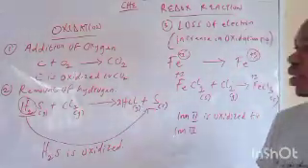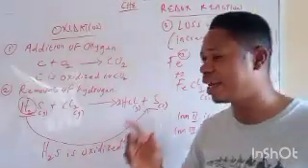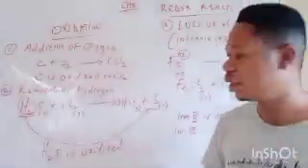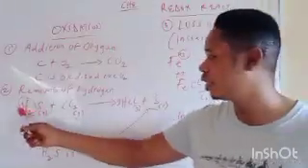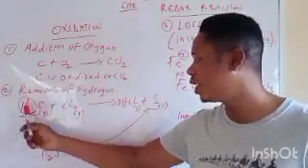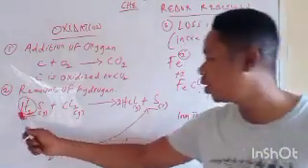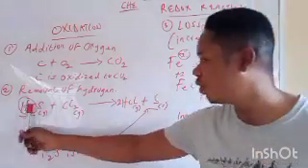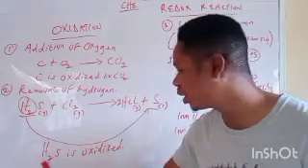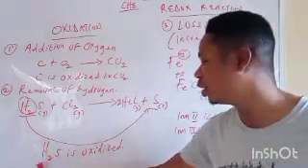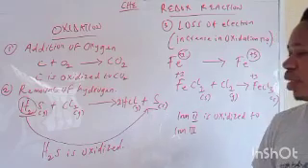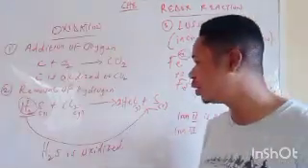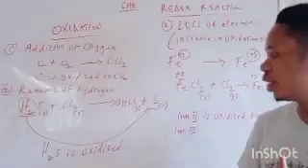Another way you can define oxidation is removal of hydrogen. When there is a removal of hydrogen or loss of hydrogen in a reaction, the compound that loses hydrogen is said to undergo oxidation. Now look at this. Hydrogen sulfide transformed into sulfur. The loss of hydrogen occurred in that transformation. So hydrogen sulfide is oxidized because it lost hydrogen to become sulfur. Is that clear? So whenever there is a loss of hydrogen, we call such a reaction oxidation.